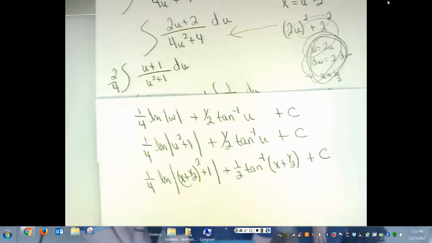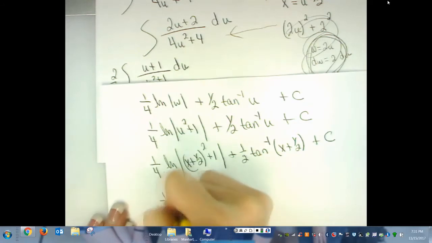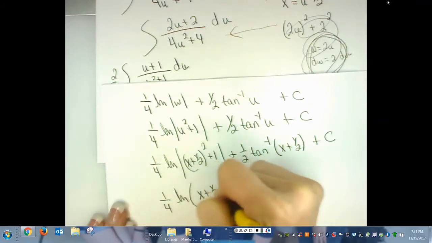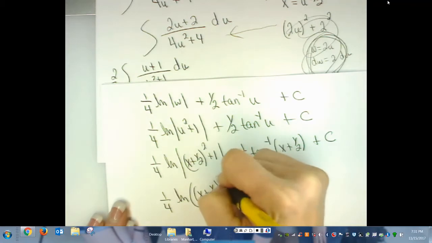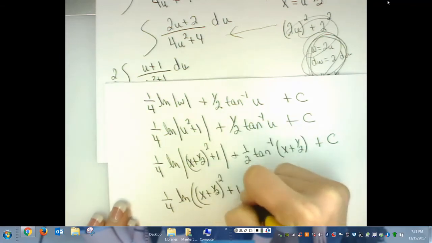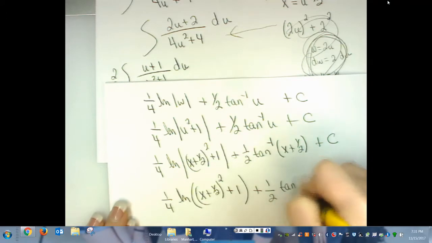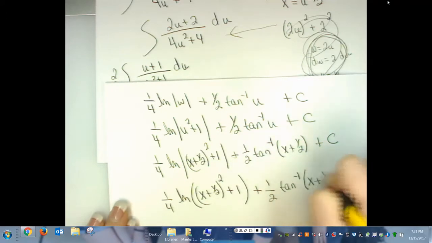Some people will leave the final answer this way, and I'm fine with it. 1/4 natural log absolute value of x plus a half quantity squared plus 1 plus a half inverse tangent of x plus a half plus C. I'm also okay with it if you decide to drop the absolute value bars, because it's x plus a half quantity squared, which is always positive. Add a 1 to it, and that's always positive. If you don't know that you can drop the absolute value bars, though, you better leave them in there.